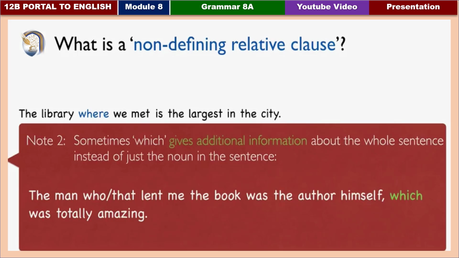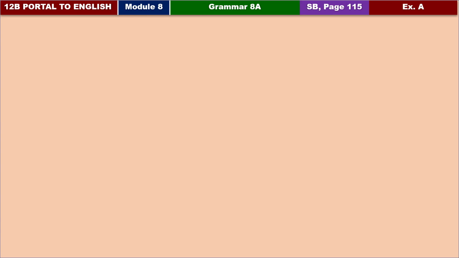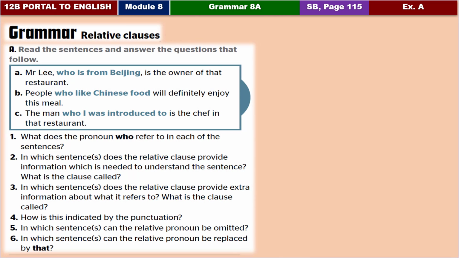Now open your student books page 115 to do exercise A. Exercise A: read the sentences and answer the questions that follow. We have here a box and underneath it we have 6 questions. I'll give you some time to pause the video and do the 6 questions yourselves. Good luck. Here are the answers.